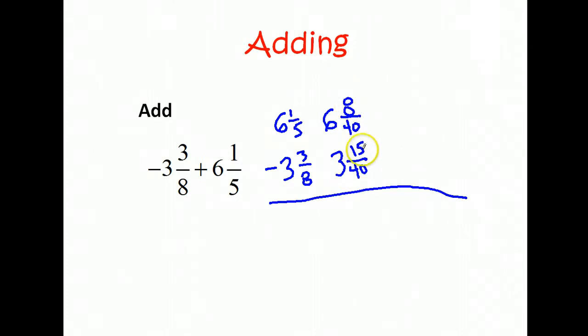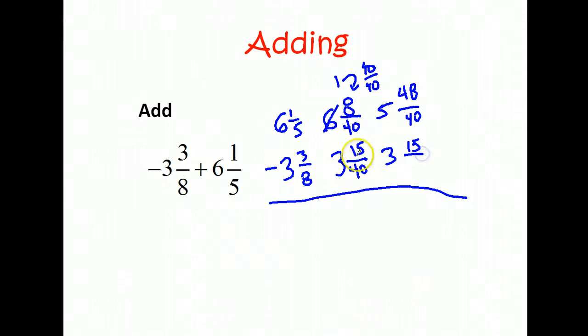Can't do that. Can't do 8 minus 15. So this is where I have to remember how to borrow. So if I borrow 1 from that 6, I now have a 5. That 1 that I'm borrowing, I'm going to bring over here and add it to the fraction. But since it's in a fraction form, I'm going to write 1 as a fraction. 40/40 equals 1. I'll add that 40/40 to the 8/40, and now I have 48/40. This 5 and 48/40 is equivalent to 6 and 8/40, just in a different form, so that it allows me to actually do this problem now.